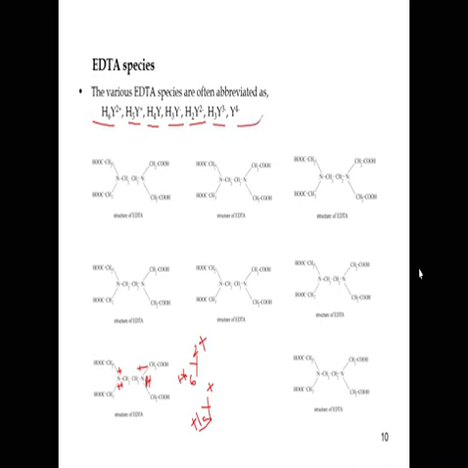It doesn't matter from which species you start, whether you start from this species, or this species, or this species. Whatever species you start with, it is in the solution. So depending on the pH of the solution, you are going to get all these species in a solution, right? If you put 100, now it is distributed among 7 species, right?